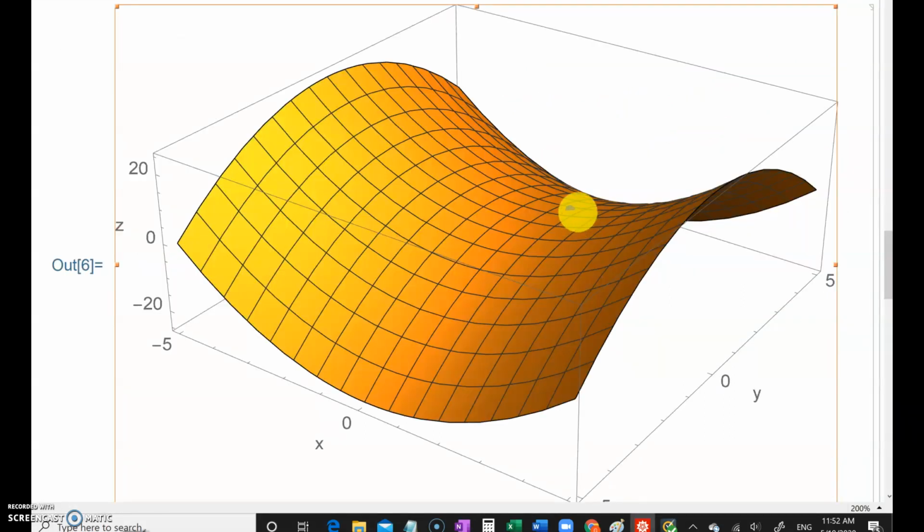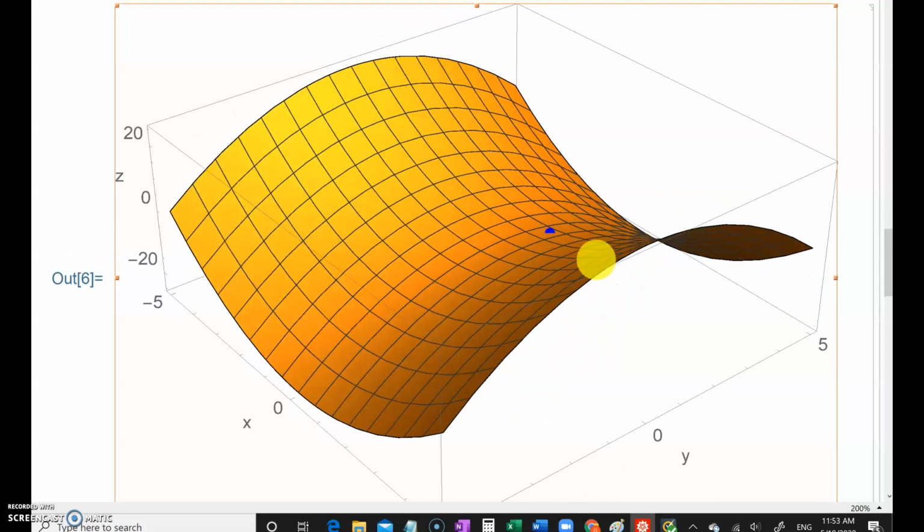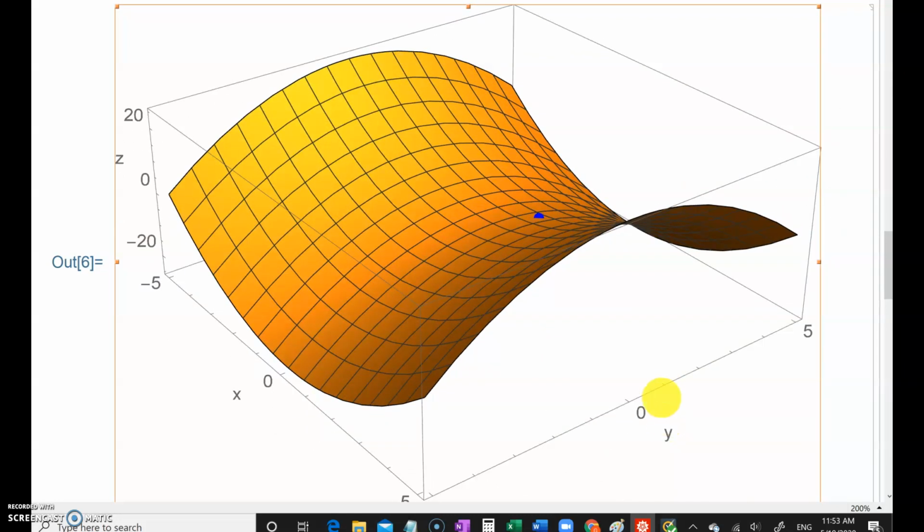Here we have the point x is 1, y is 1, z is 0 right there. So if I move in the x direction, you can see I'm moving upward. Z is increasing as x increases. However, if you turn this a little bit, here's y. In the y direction, as y increases, y is going this way in the increasing direction, z is actually decreasing. And if you have other directions, you're going to have other slopes.